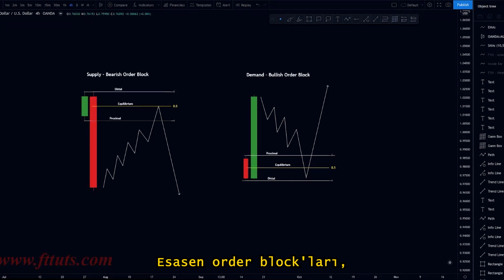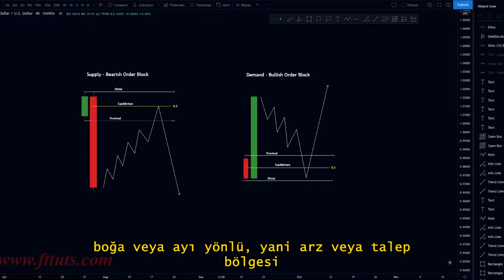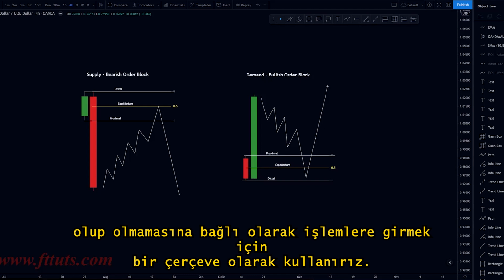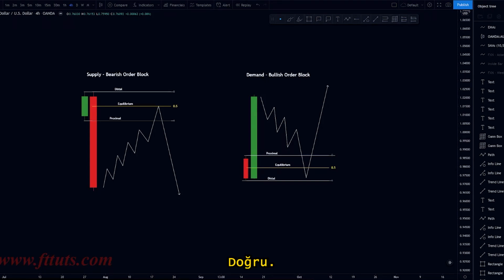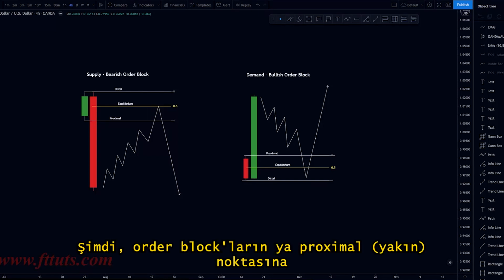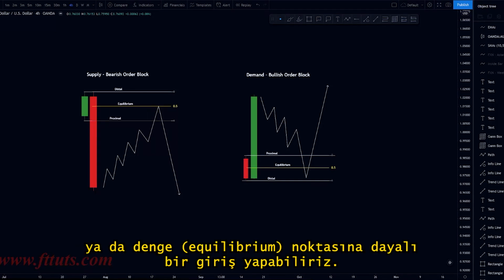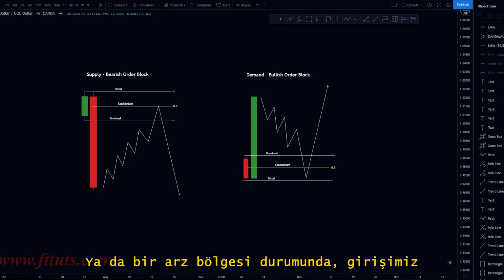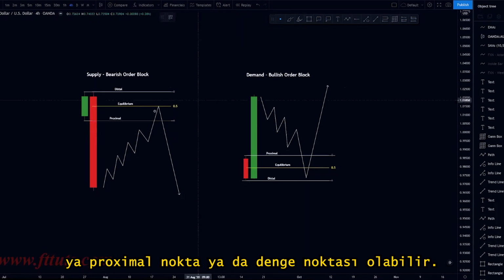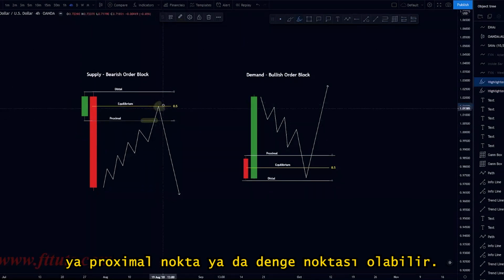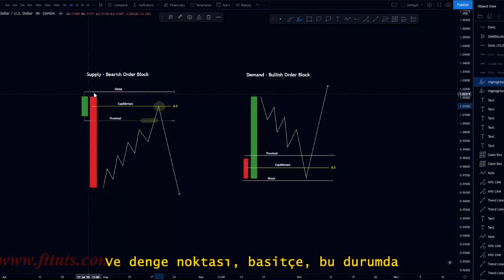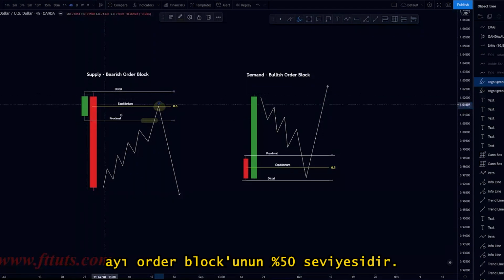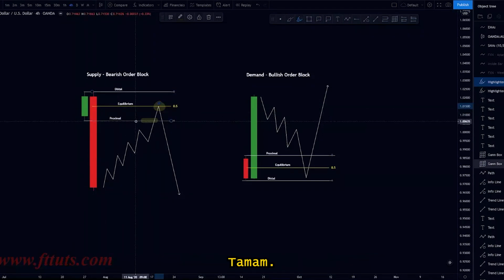We essentially use order blocks as a framework to enter trades, either long or shorts, depending on the order block, whether it's bearish or bullish, right? Whether it's a supply area or a demand area. Now we're able to base an entry at either the proximal point or the equilibrium point of either order block. So in the case of a supply zone, our entry could be either at the proximal point or the equilibrium point. And the equilibrium point is simply the 50% mark of the bearish order block in this case.